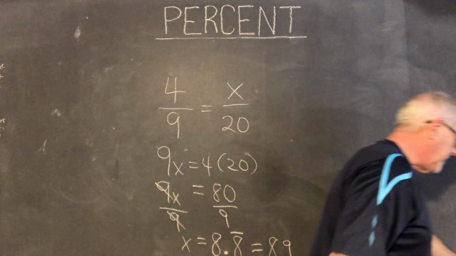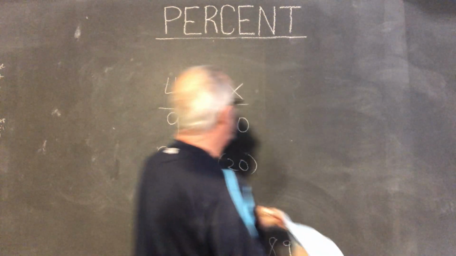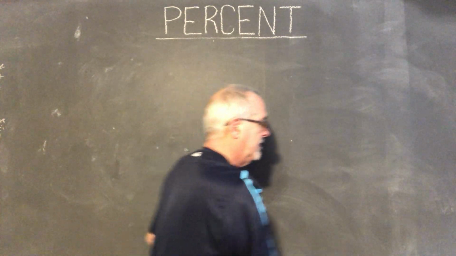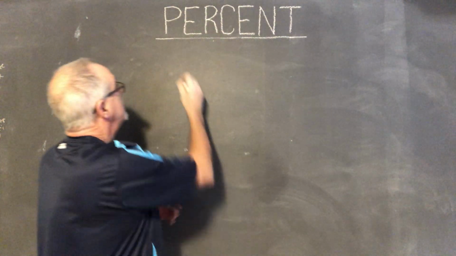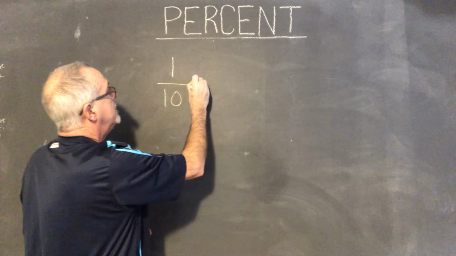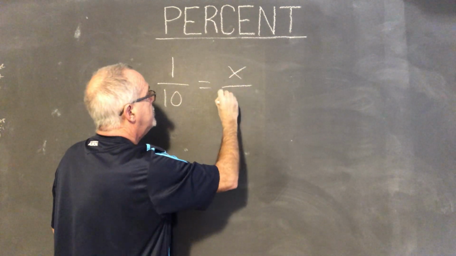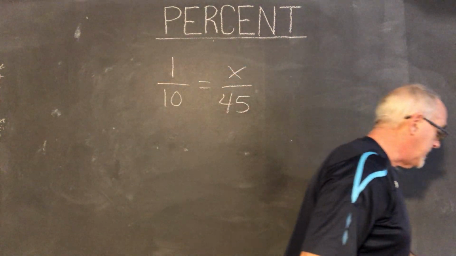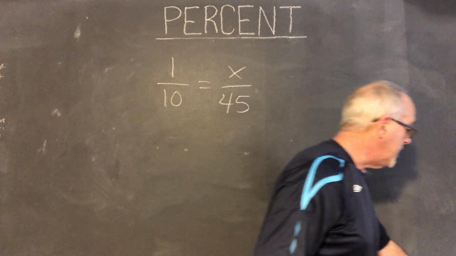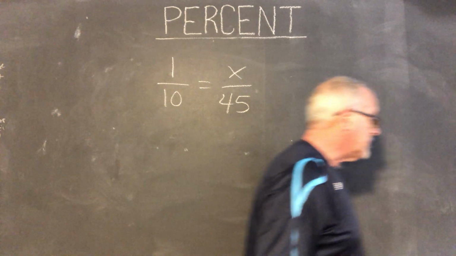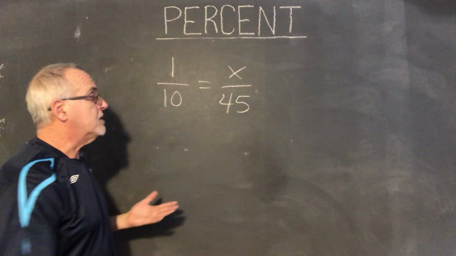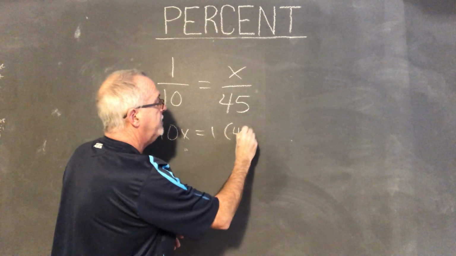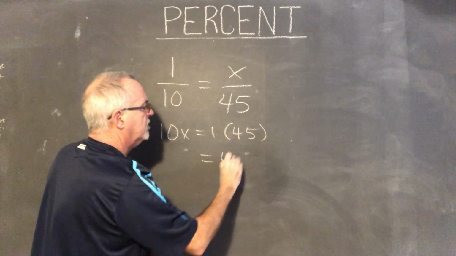Let's do another one. 1 over 10 is equal to x over 45. I bet some of the students could do this one in their heads right away without having to write down anything. 1 over 10 equals x over 45. Yes, but I'm going to cross multiply. 10x equals 1 times 45, but 1 times 45 is equal to 45.